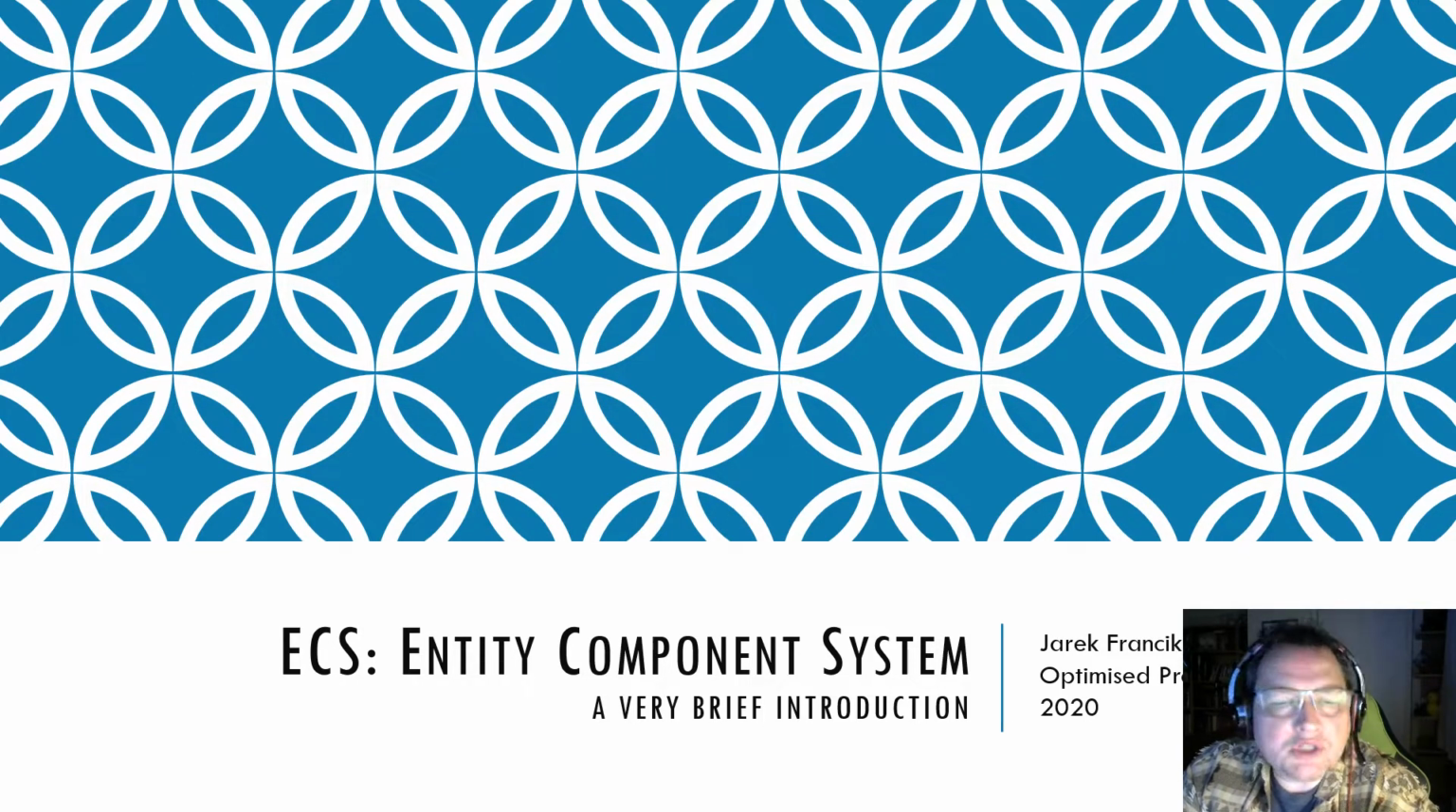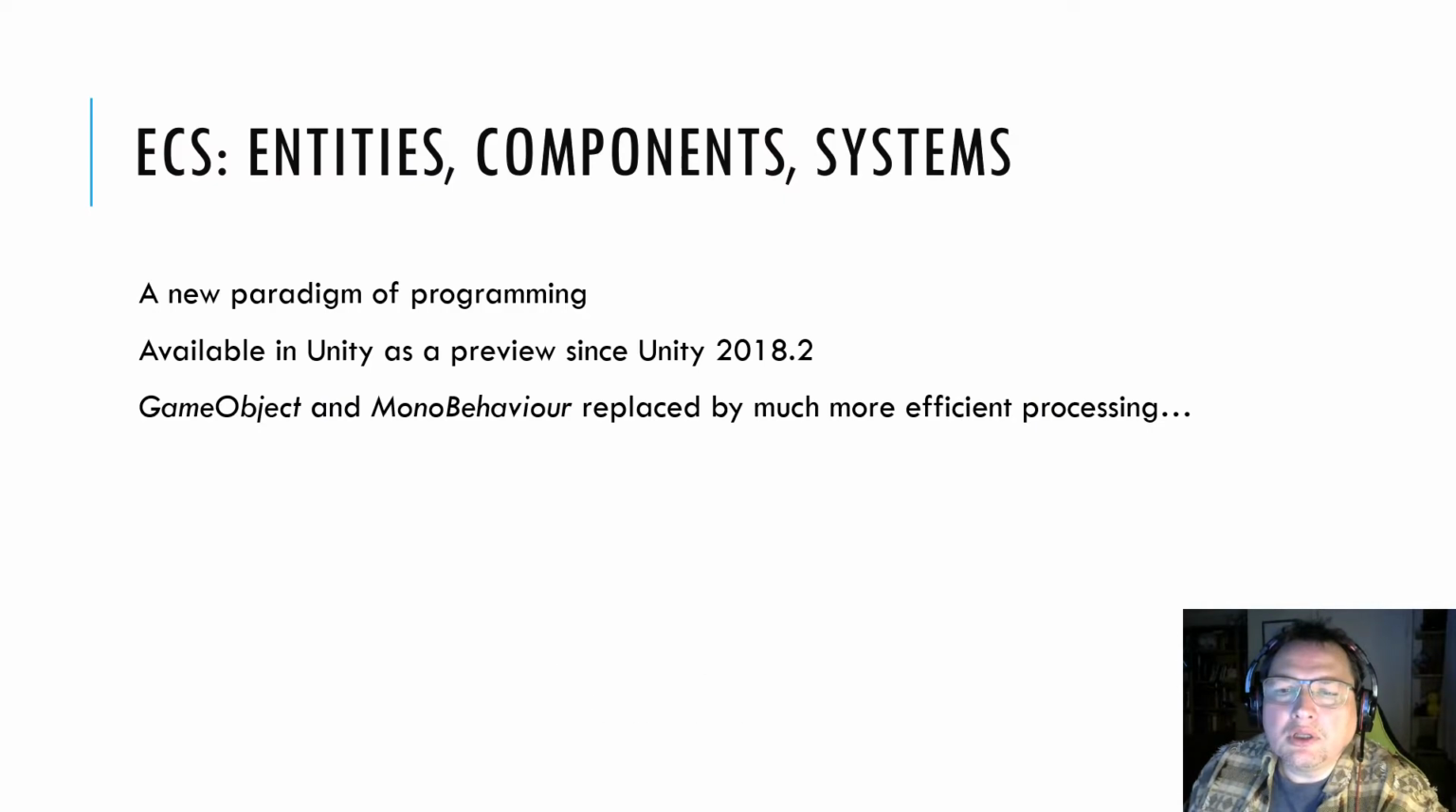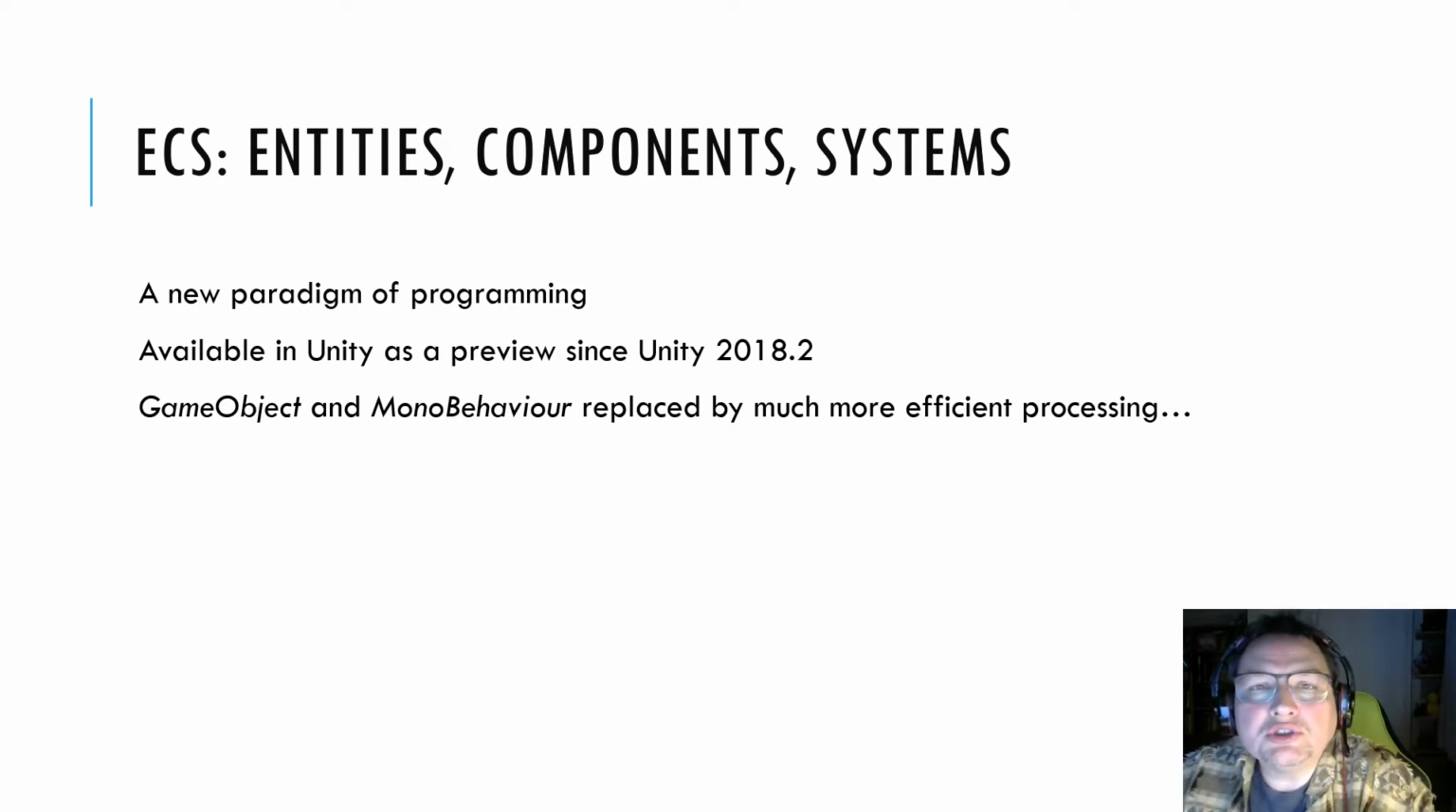The topic of this session is ECS, Entity Component System, a completely new programming paradigm introduced to Unity from the version 2018.2. This is basically replacing a traditional processing and computing model based on game objects and mono-behavior class with something that is significantly more efficient.